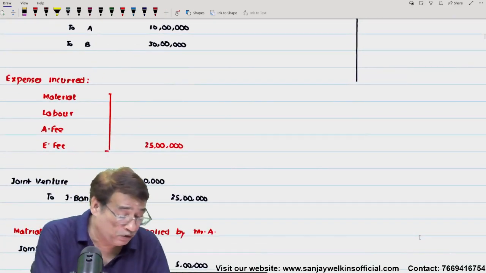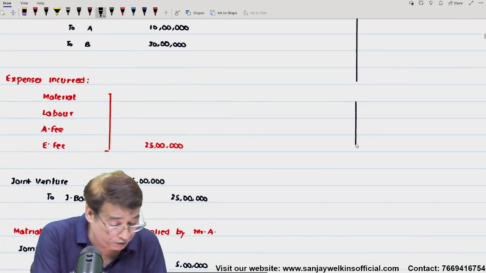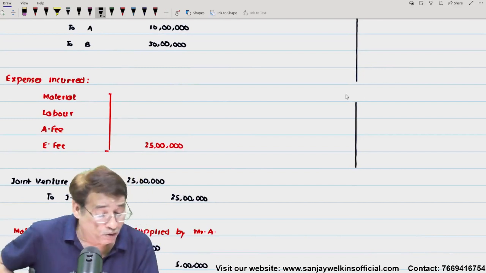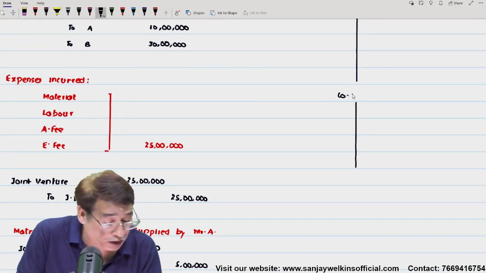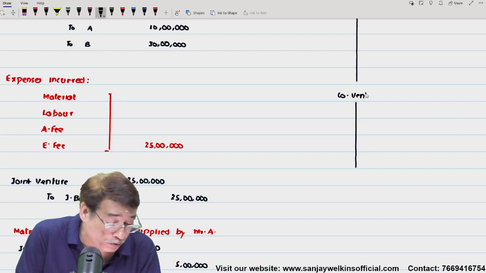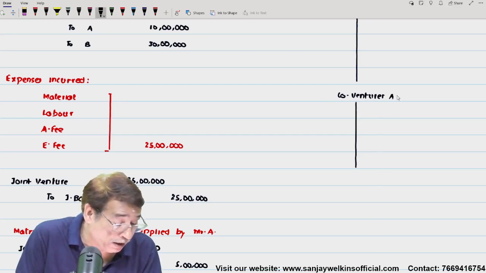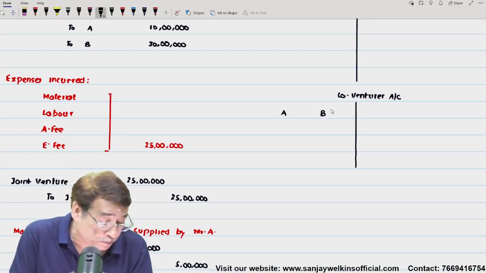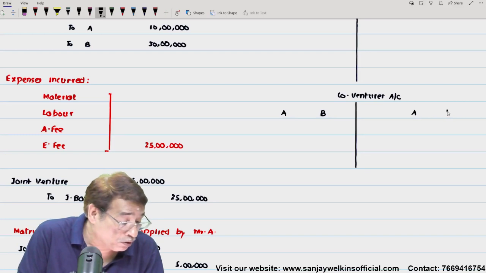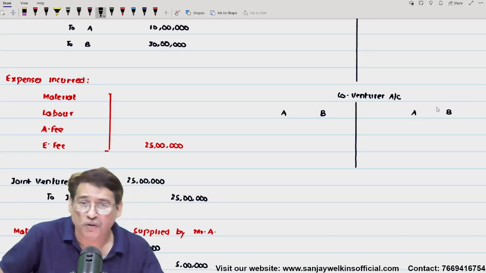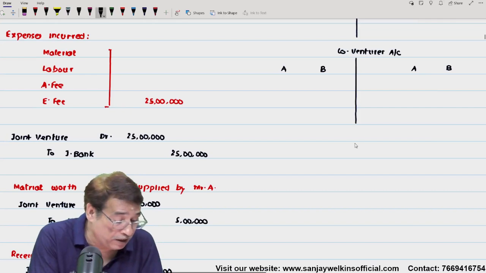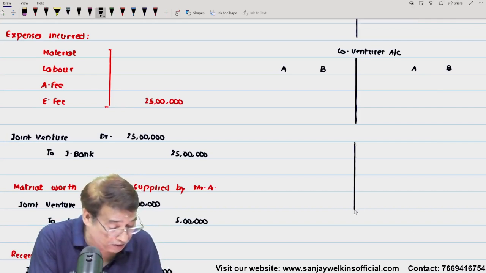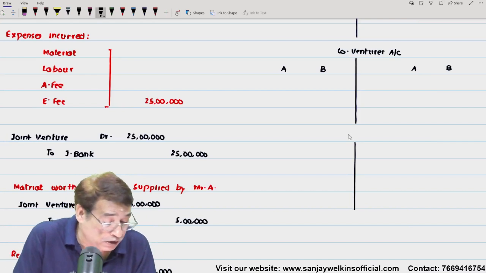Besides joint venture account, we are going to prepare the co-venturer account. Just as we normally prepare partners account, under joint venture we are supposed to prepare co-venturer account. In this case, we have seen there are two co-venturers, one is Mr. A, another is Mr. B. So this is how we are going to prepare co-venturer account. And then finally, we are going to prepare another account that is known as joint bank account, which is synonymous with your cash account.